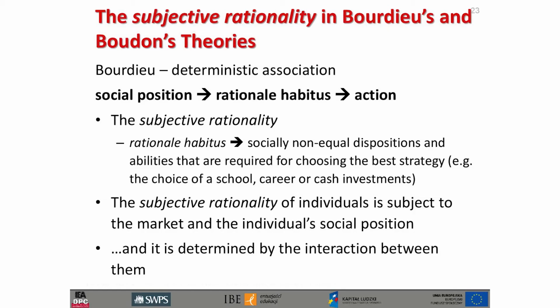So to contrast those two points of view, I would like to summarize Bourdieu's deterministic association between social position, rational habitus, and action. He's assuming that the subjective rationality is completely determined by the social class, and it is subject to the market and the individual social position. And he defines this rational habitus as socially non-equal dispositions and abilities that are required for choosing the best strategy, and it is determined by the interaction between the market and the individual social position.